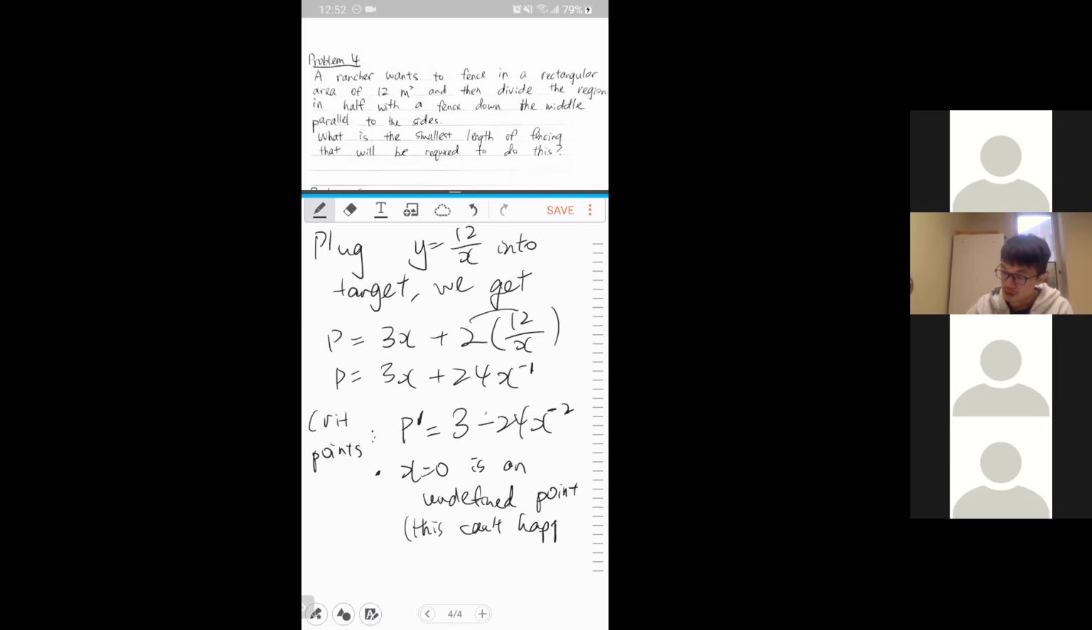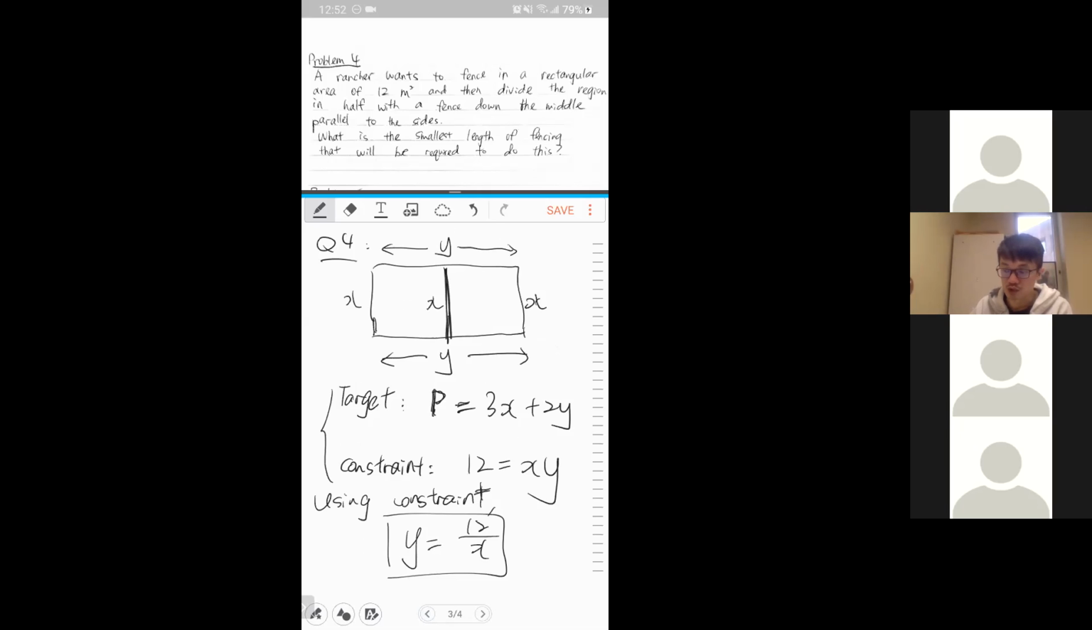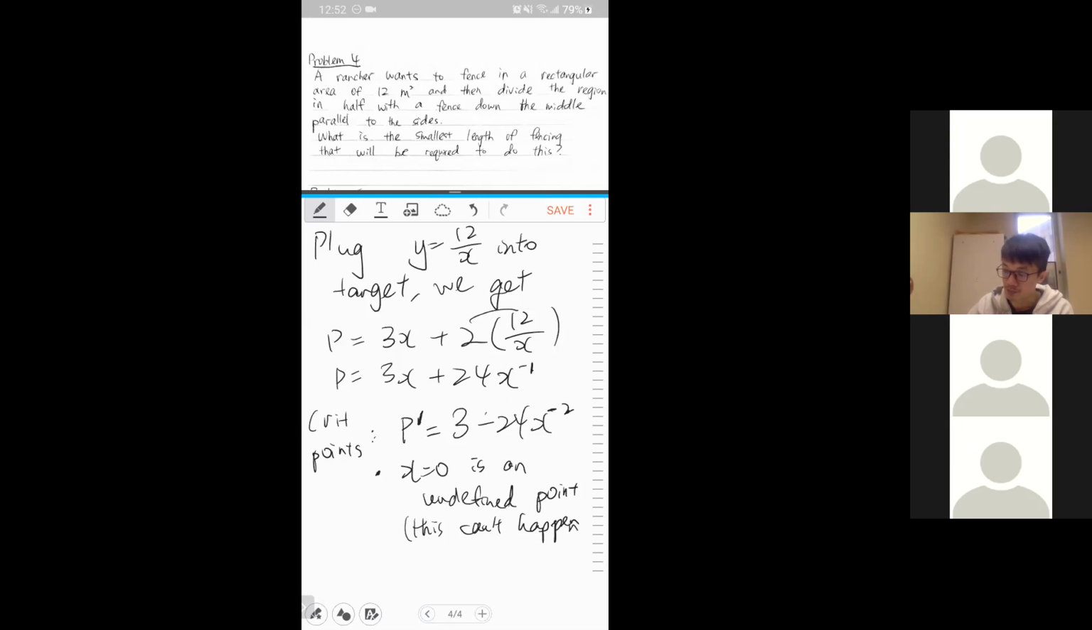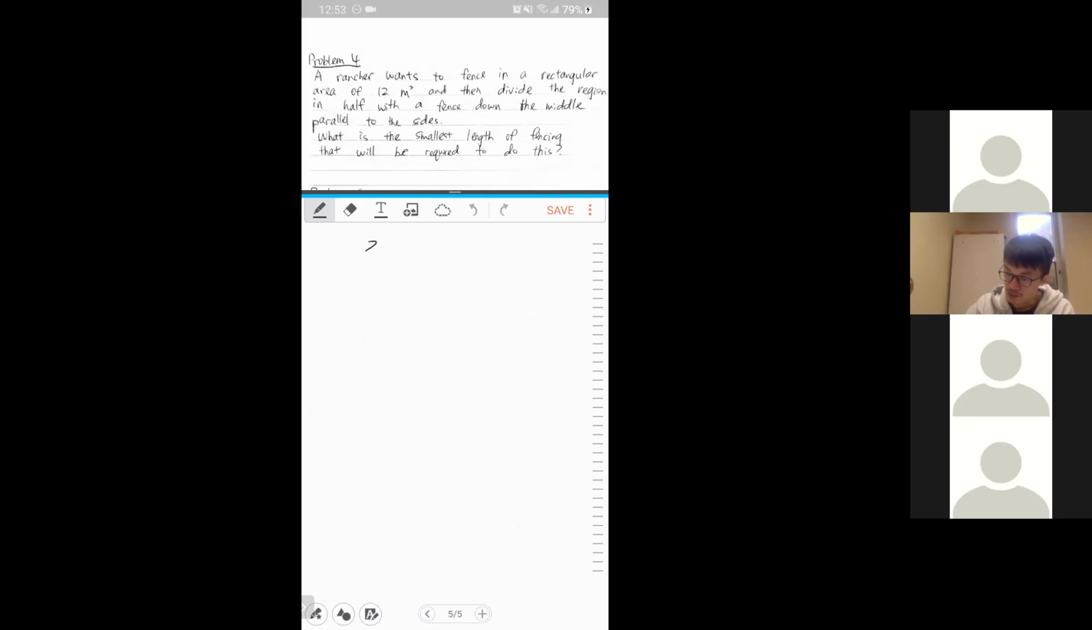So again, the total area should be 12, which means none of the x or y can be 0. So this can never happen. Which means I only need to solve 3 minus 24x to the negative second equals 0. How do I solve this again?